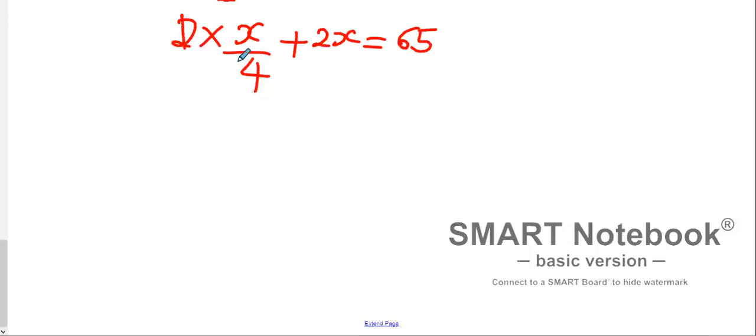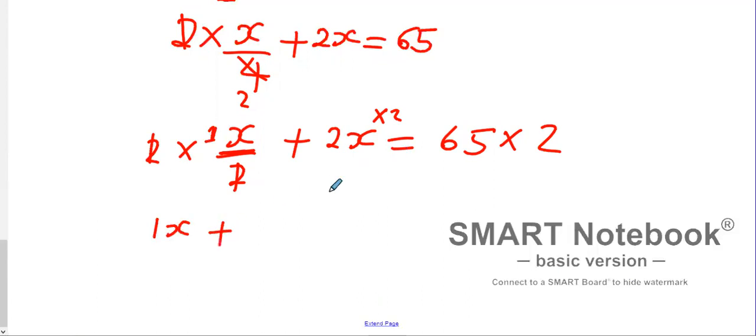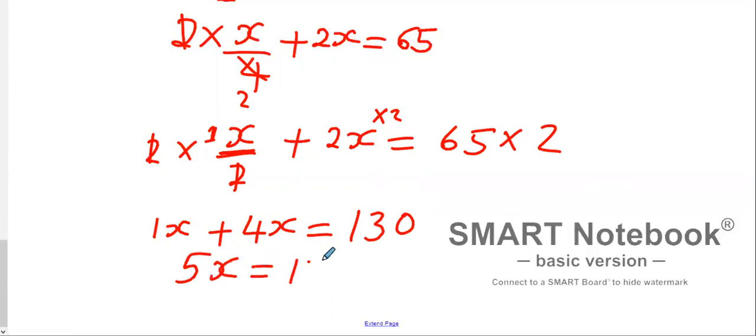You can simplify by 2. Here remains 2. This will be x over 2 plus 2x equals 65. To find the value of x, we need to multiply by 2 throughout, so that 2 and 2 will cancel. Here remains 1. So 1x plus 4x equals 65 times 2, that will be 130. Now 1x plus 4x is 5x equals 130.